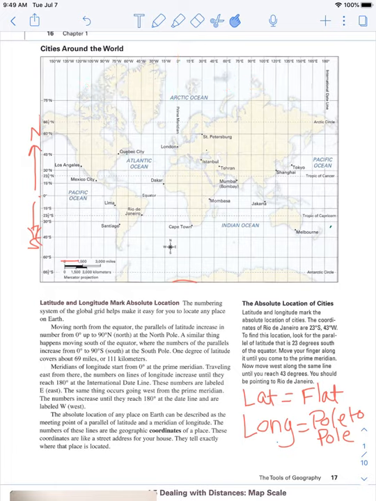Longitude is measured in much of the same way. If I'm looking at the top of the map and I find my prime meridian and I look to the right, I am measuring east. Now these numbers run normally like what we would look at, where we count from left to right: 15, 30, 45, 60, 75. If we look to the left of the prime meridian, we're measuring west.